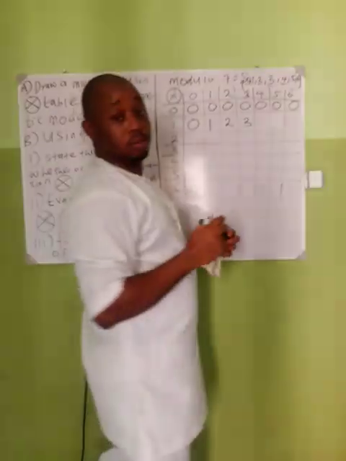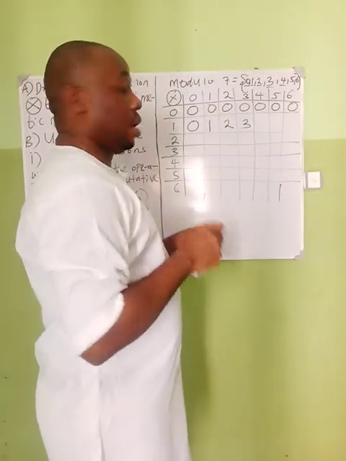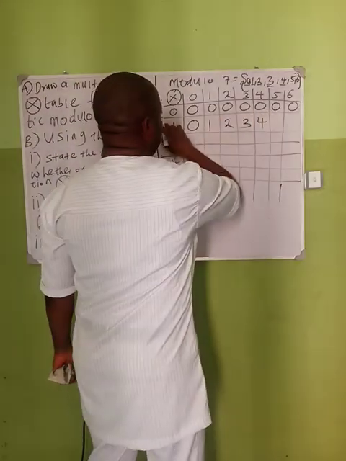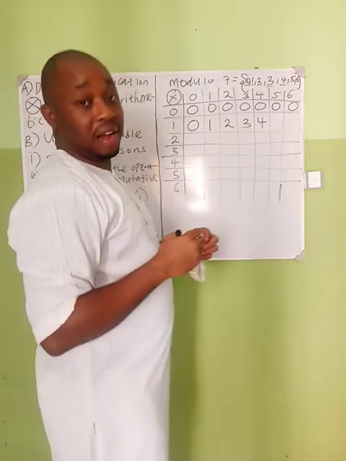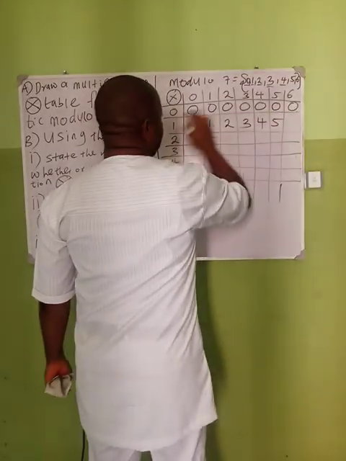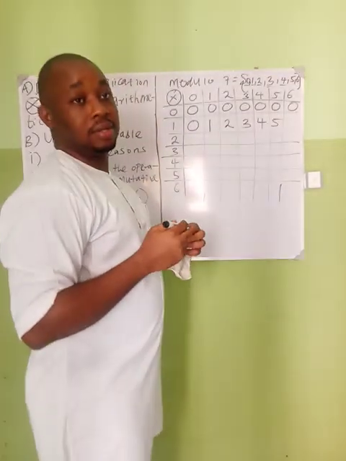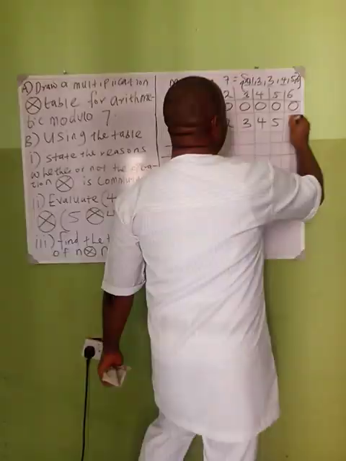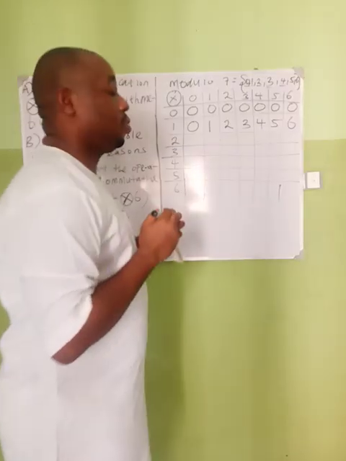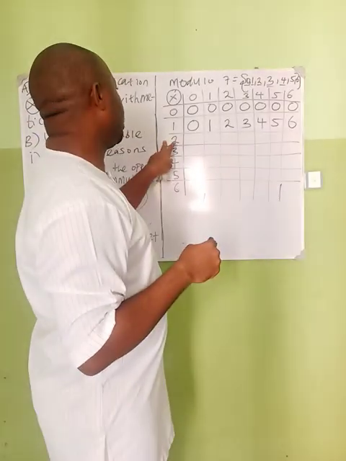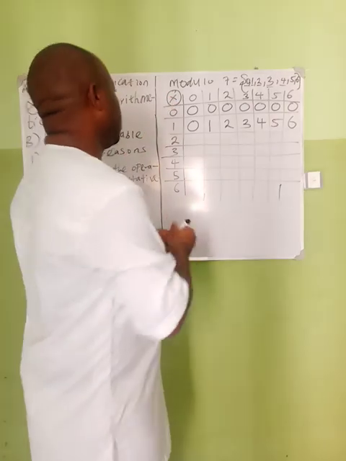1 times 4, yeah, that's definitely 4. 4 is less than 7, so I'll write 4. 1 times 5, that's 5. 5 is less than 7, so we'll write it. And 1 times 6, that's 6. 6 is less than 7, so we'll write 6. So I hope you're understanding so far. It's a very simple process. Okay, let's continue. So moving to 2 now. So 2 times 0, that's 0.